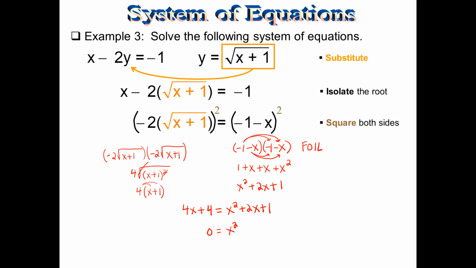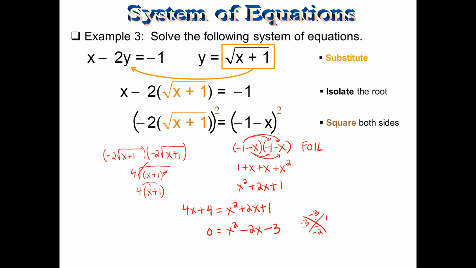I end up with x squared. And then if I subtract 4x, that'll give me minus 2x. And then if I subtract 4, that'll give me minus 3. And then we solve it like we did before, where we factor it. So I got a minus 3, I got a minus 2. Other two numbers that multiply to negative 3, but add to negative 2. Yeah, negative 3 and 1.